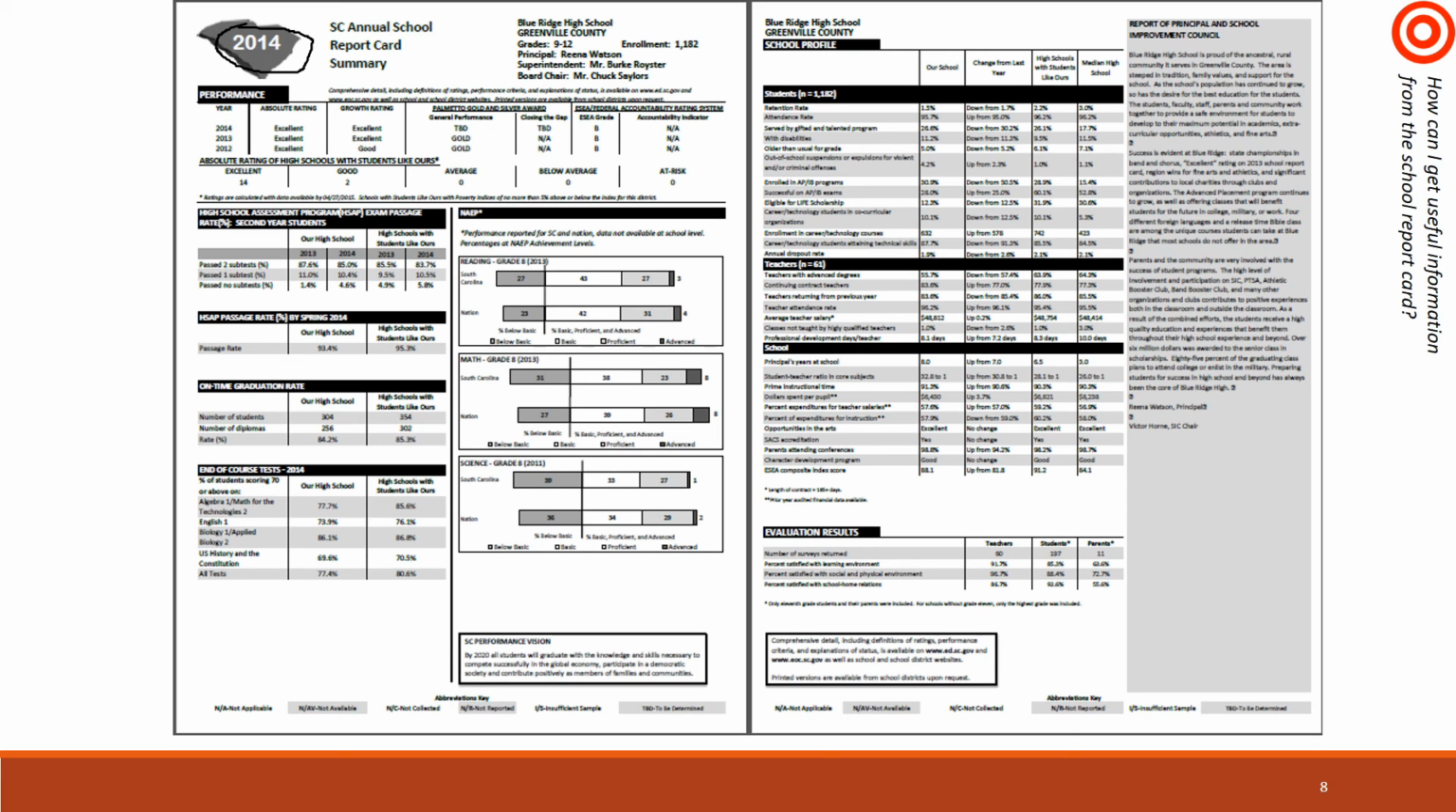There are two versions of this. There is the summary, which is displayed on the screen here, and then there is a full version, which is somewhere around 11 pages long. We're going to take a look at both and pull information from both of them, but for right now, we're just going to look at the summary. We're going to work through these. If you want to look at your own or check out other schools, you can go to the state website, ed.sc.gov, and look under the data section.